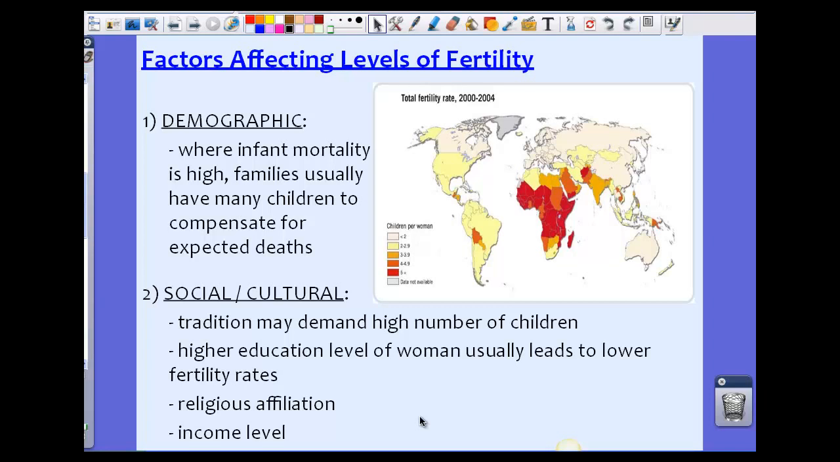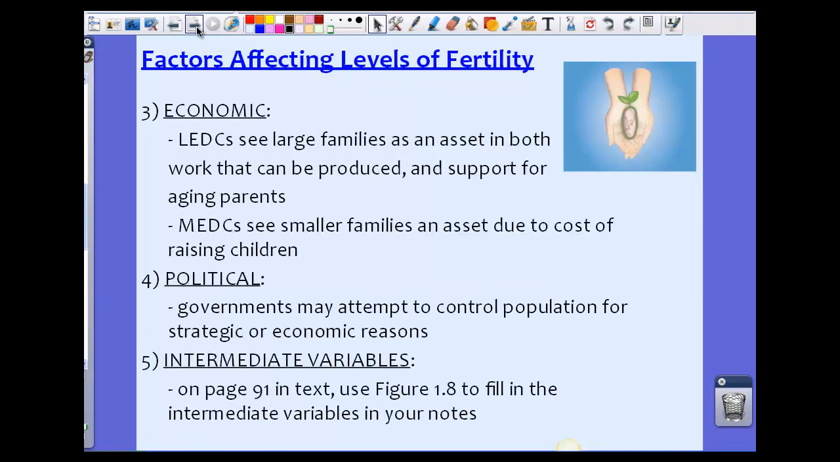Religious affiliation might play a role in determining how many children you have. Some religions, kind of like tradition, almost demand that you have many children. A lot of times also, religious affiliations don't agree with the use of contraception. So that could be a factor. And income level as well. If you have a high income level, you might have more children. Or you might have more children if your income level is lower in order for more people in your family to work. So all these factors determine the level of fertility.